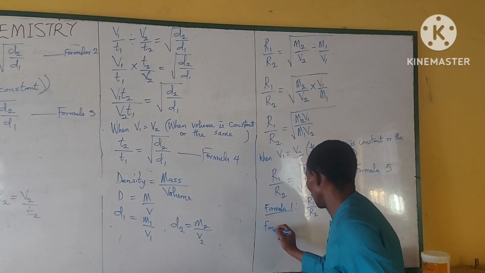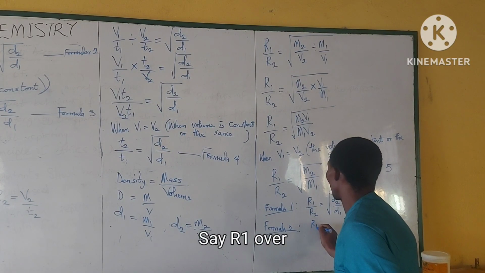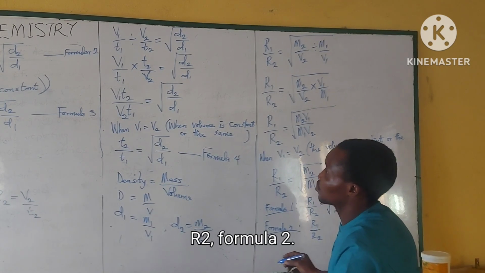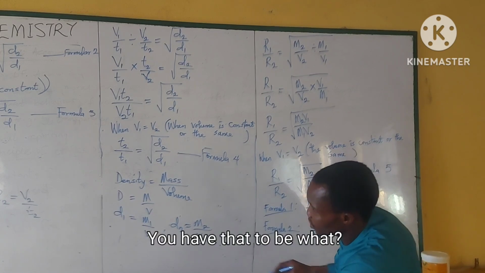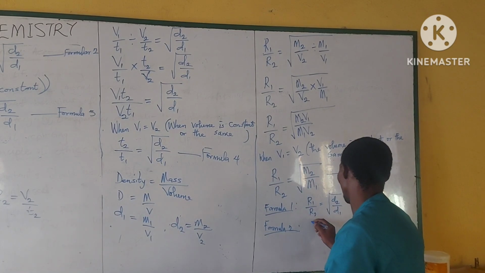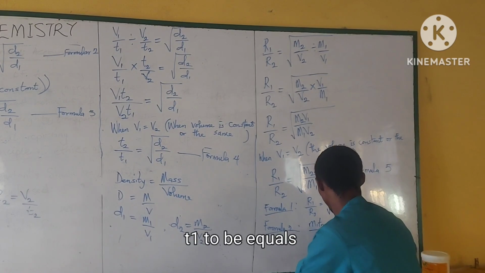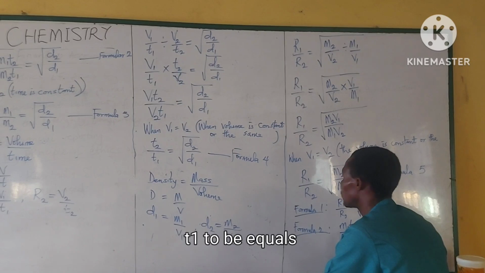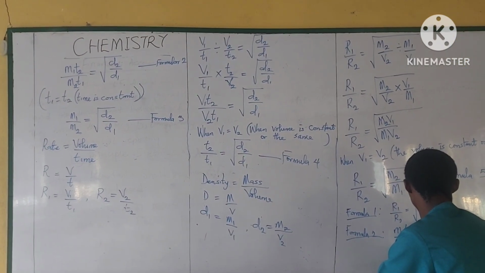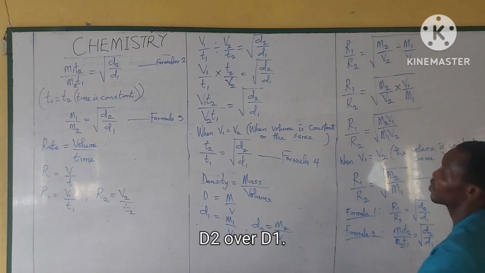Formula 2. R1 over R2, formula 2, you have that to be what? M1T2 over M2T1 equals the square root of D2 over D1.